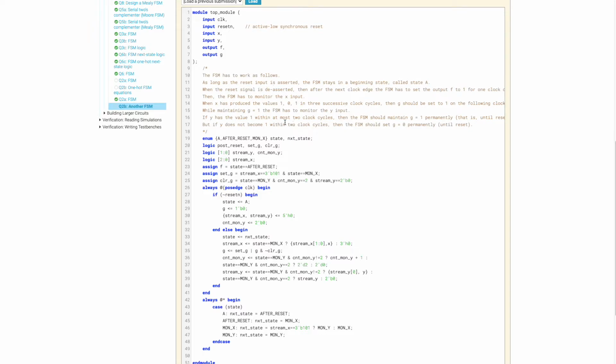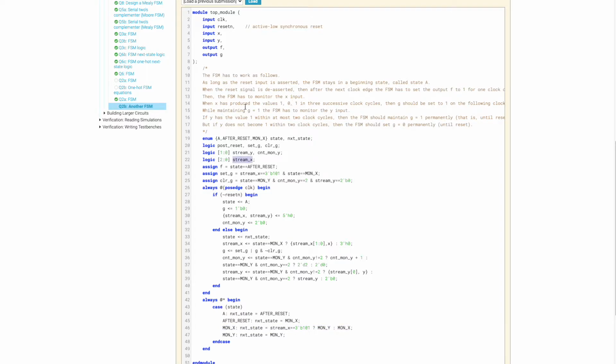Maybe we just run through this again just to double check everything. So when we reset, we stay at state A, and if it's deasserted, at the next clock the FSM outputs F to 1. So right after reset, we have this going to after reset. So 1 cycle after reset, we're at after reset as my state. We do this for 1 cycle because our next state will immediately jump to monitor X.